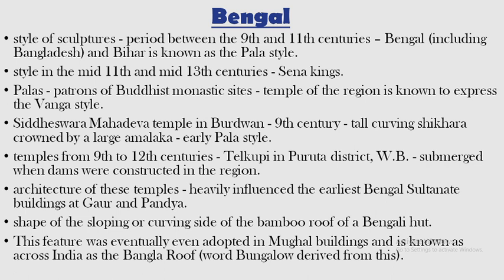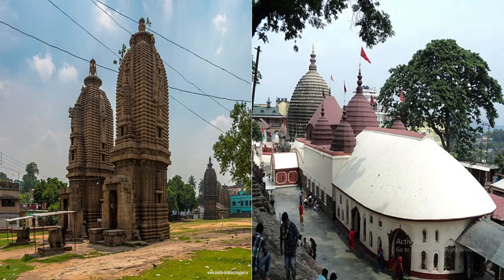The Siddheshwara Mahadeva temple in Bardwan, West Bengal, was built in the 9th century. It shows a tall curving shikara crowned by a large amalaka. It is an example of early Pala style. So the left temple is the Siddheshwara Mahadeva temple in Burdwan of West Bengal. This is an example of early Pala style. It was built during the 9th century.